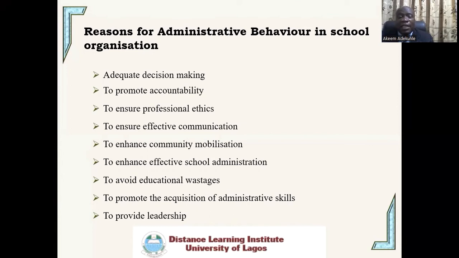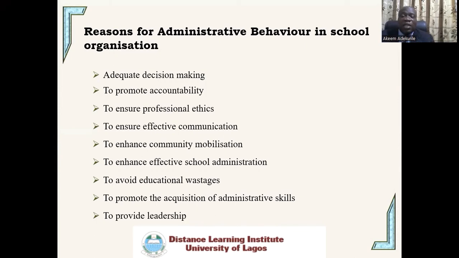Apart from that, to ensure professional ethics. Ethics are moral standards that guide the behavioral patterns of professionals. Administration has its ethics, and administrative behavior will also help to ensure professional ethics. It will help to ensure that ethical standards are maintained in the administration of school organization.